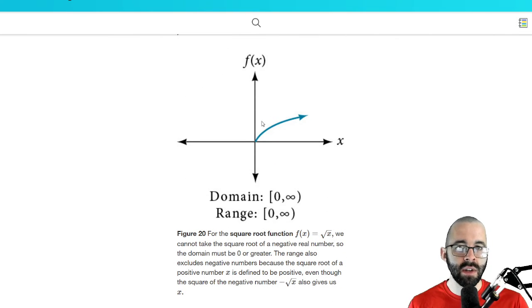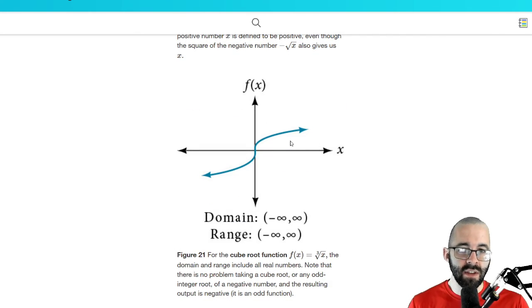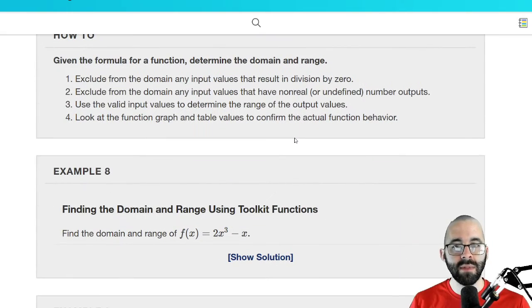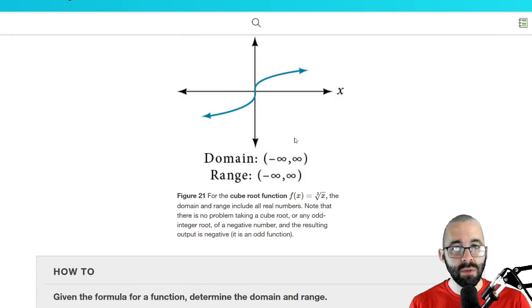Square root function, notice that the domain is only non-negative x values. There's no function over here. It's kind of half of a sideways parabola. We could turn it into a full parabola here, but this is just the top half. The cube root function is like a sideways cubic function. And those are the toolkit functions. So be familiar with these.